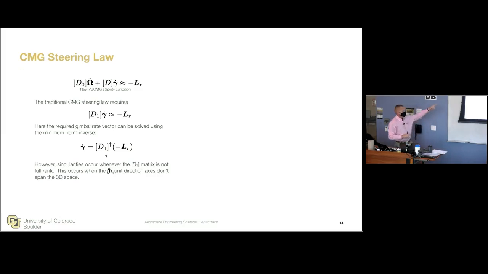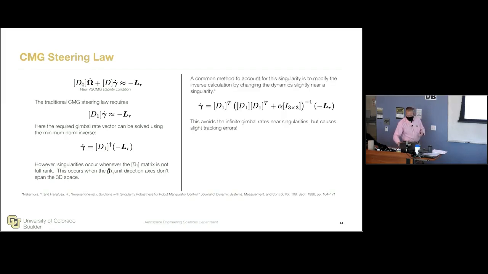Because then this D1 doesn't even span 3-dimensional space. And if you put it in your classic minimum norm inverse, there's a D1 transpose inverse in there that's supposedly a 3x3. It will only have rank 2. And you cannot even do that step without having a singularity. It's just not a good day.